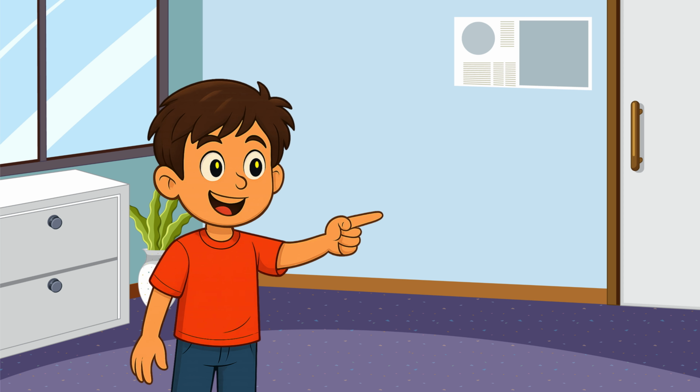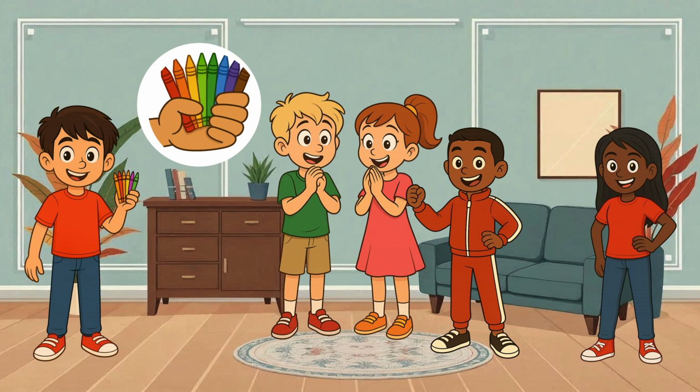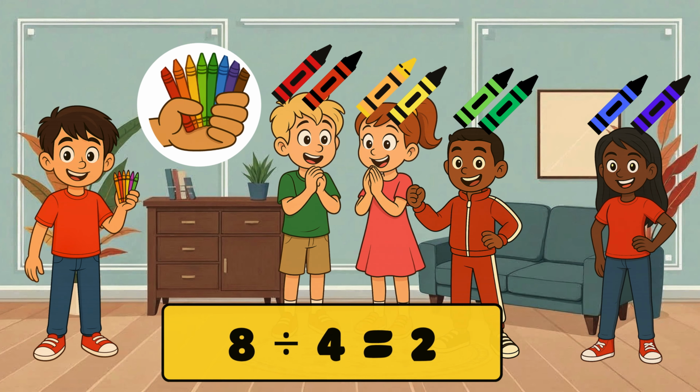Now, back to the fun stuff. Let's try a new example. I have 8 crayons and 4 friends. How many crayons does each friend get? Let's see. 1, 2 for each. That's right. 8 divided by 4 equals 2. Math and coloring? What a combo.